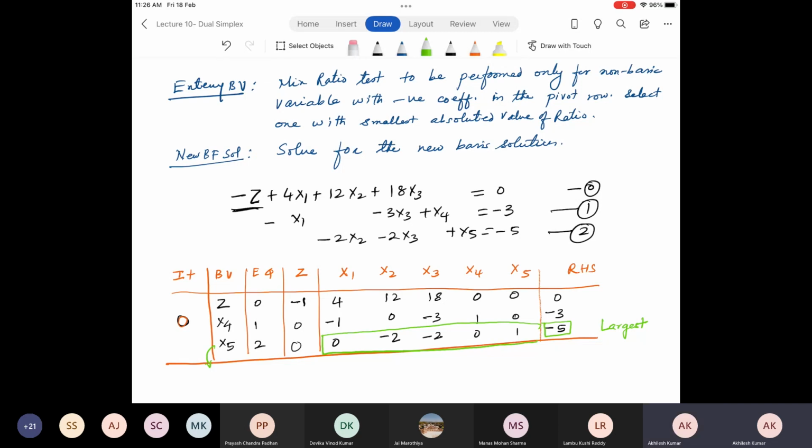Now if you look at it, it looks exactly like your simplex algorithm, but now you are looking from the right hand side and not from the top. Here we will calculate the minimum ratio. So tell me, for which variables can I calculate the minimum ratio?